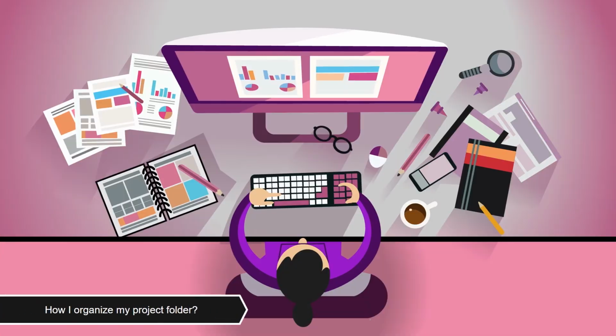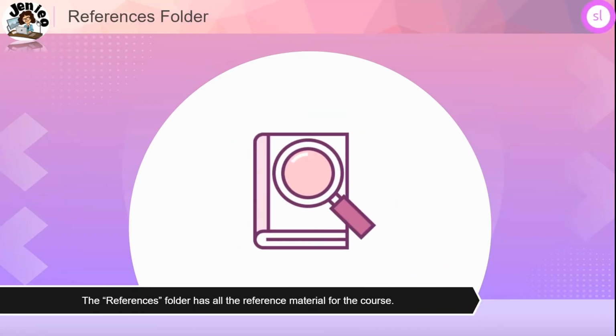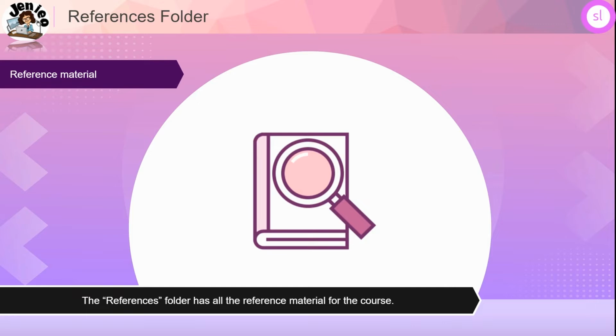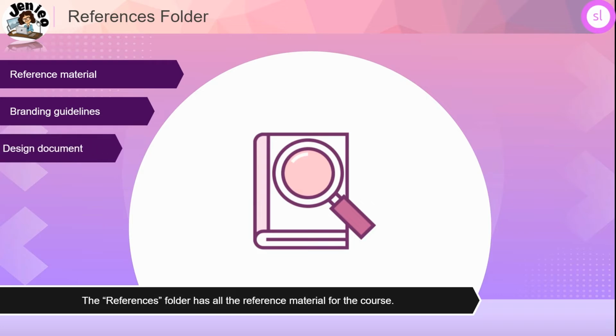So now let's look at how I organize my project folder. The first folder I usually create, I name it References. This folder has all the reference material for the course. And if I'm lucky to have a branding and a style guide, I save this document in the reference folder. Another important document that is found in this folder is the design document.